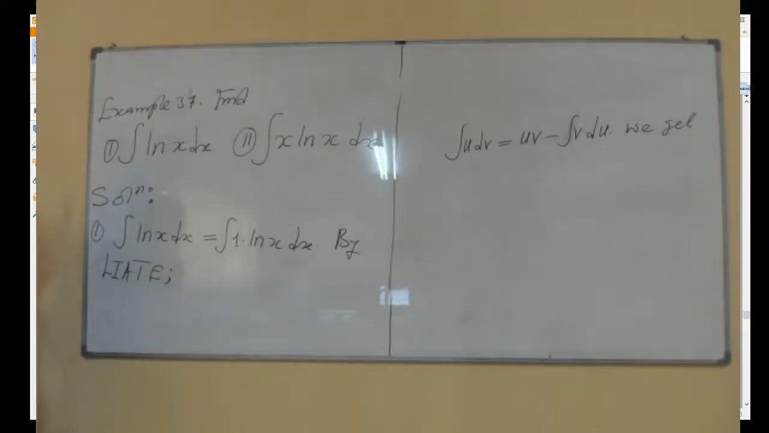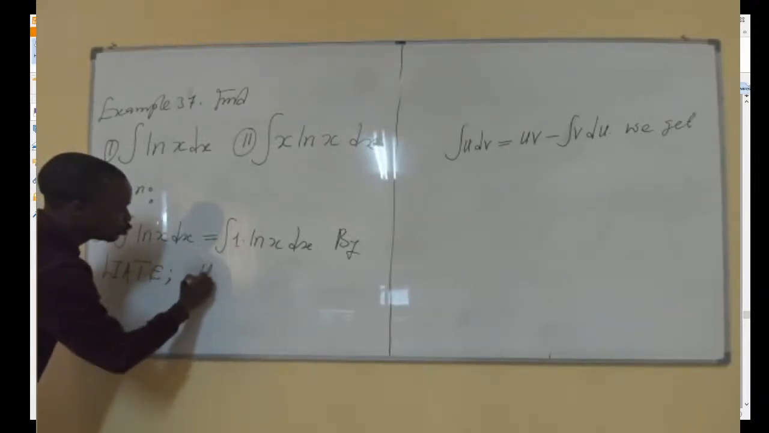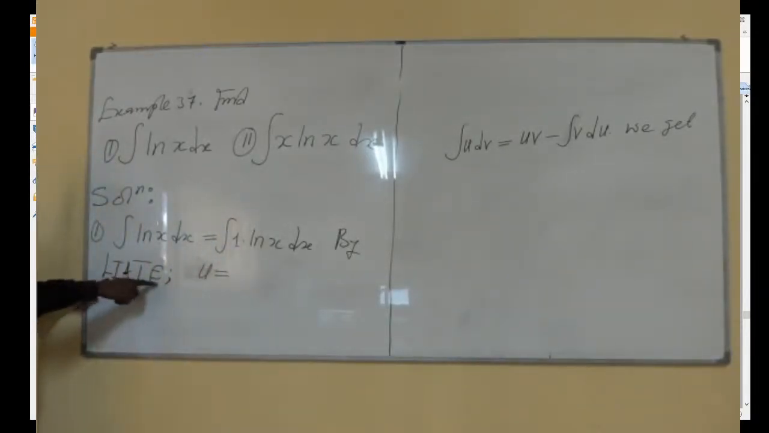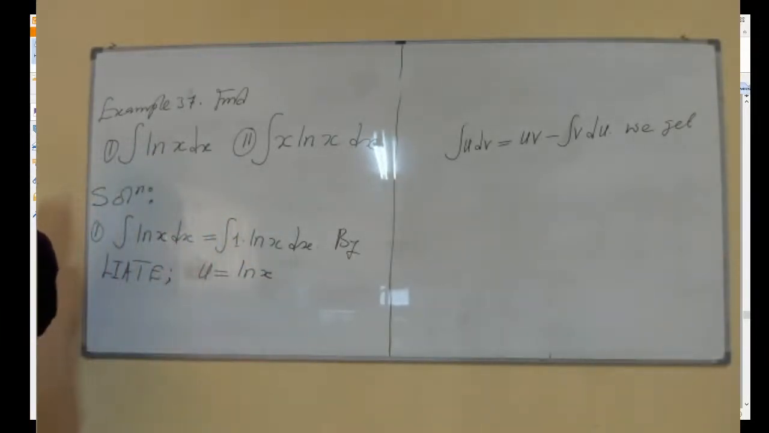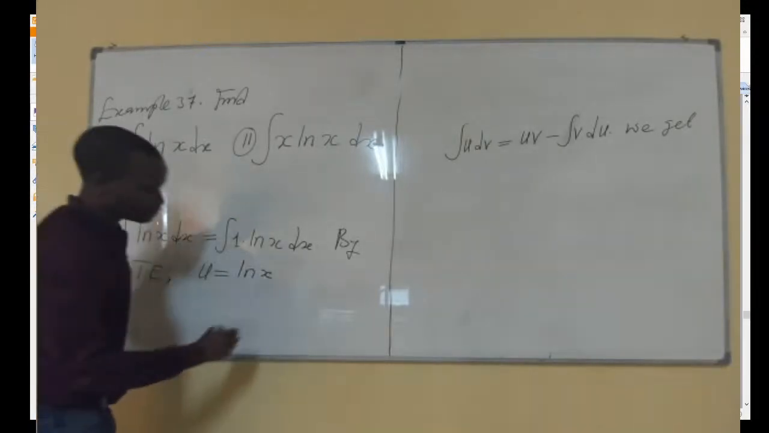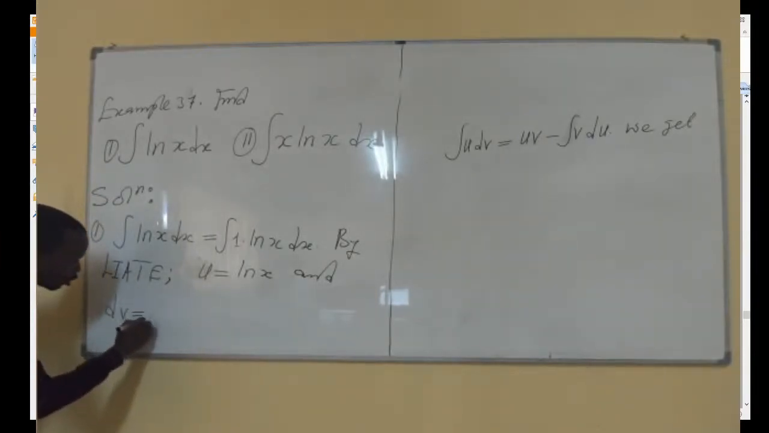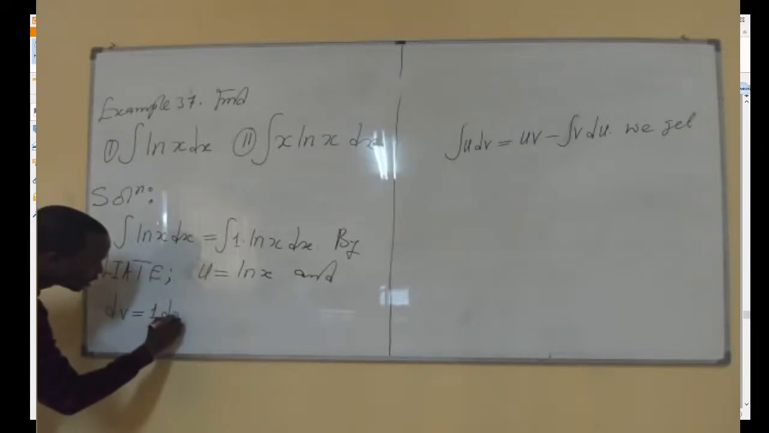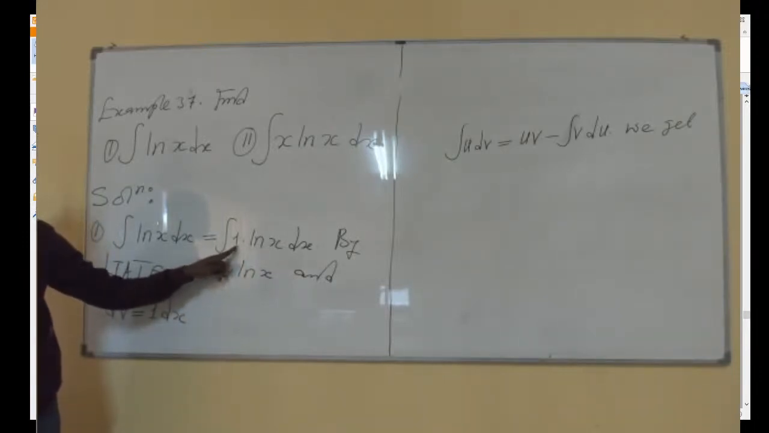So now by LIATE, following that rule, the logarithmic function is at the beginning of this acronym. So our u will be equal to ln of x. Now, if u is equal to ln of x, our dv will be equal to 1 times dx. So our u will be equal to ln of x, and our dv will be 1 times dx.